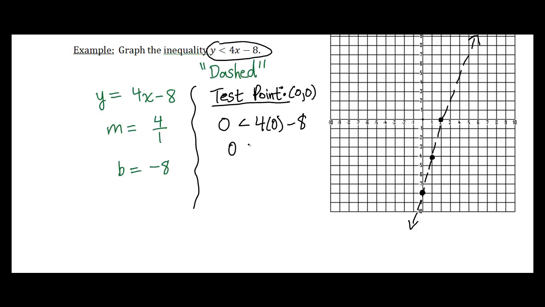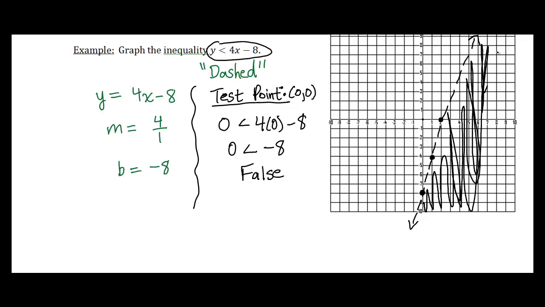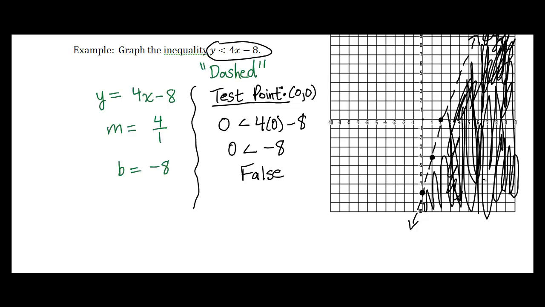This gives me that 0 is less than negative 8. That is false. And so since that is false, instead of shading on the side with 0, 0, my origin, my solution is going to lie on this side over here. It includes all of these points here on this side of my line. Okay, and that's my solution. I know it looks messy, but that's my solution.